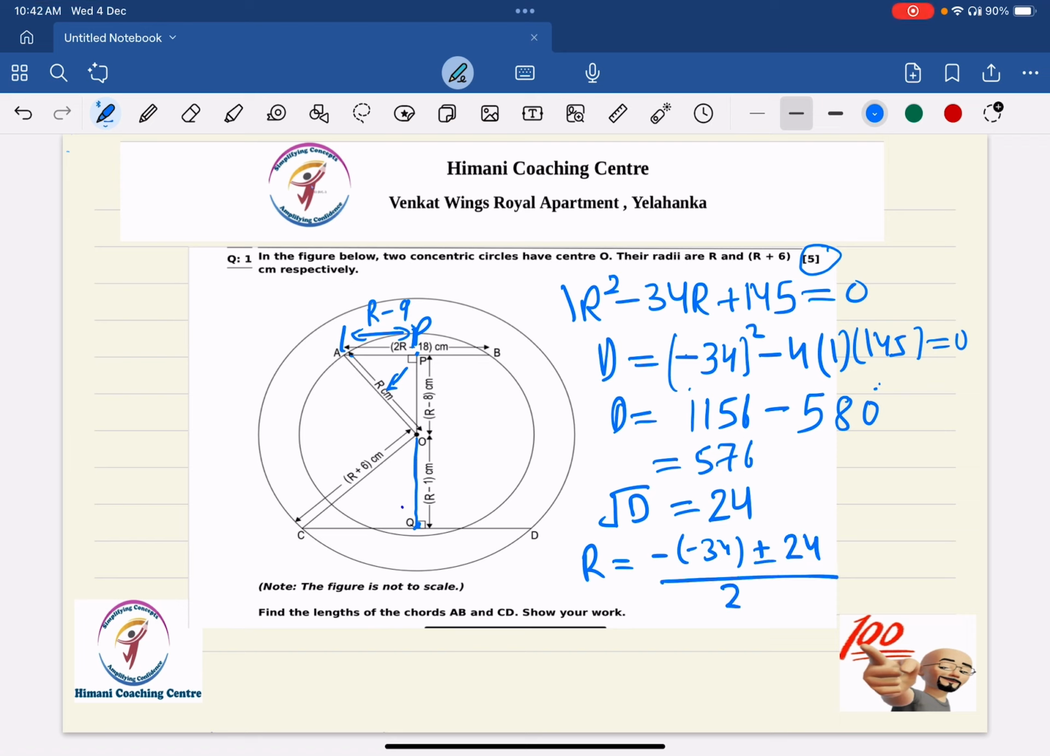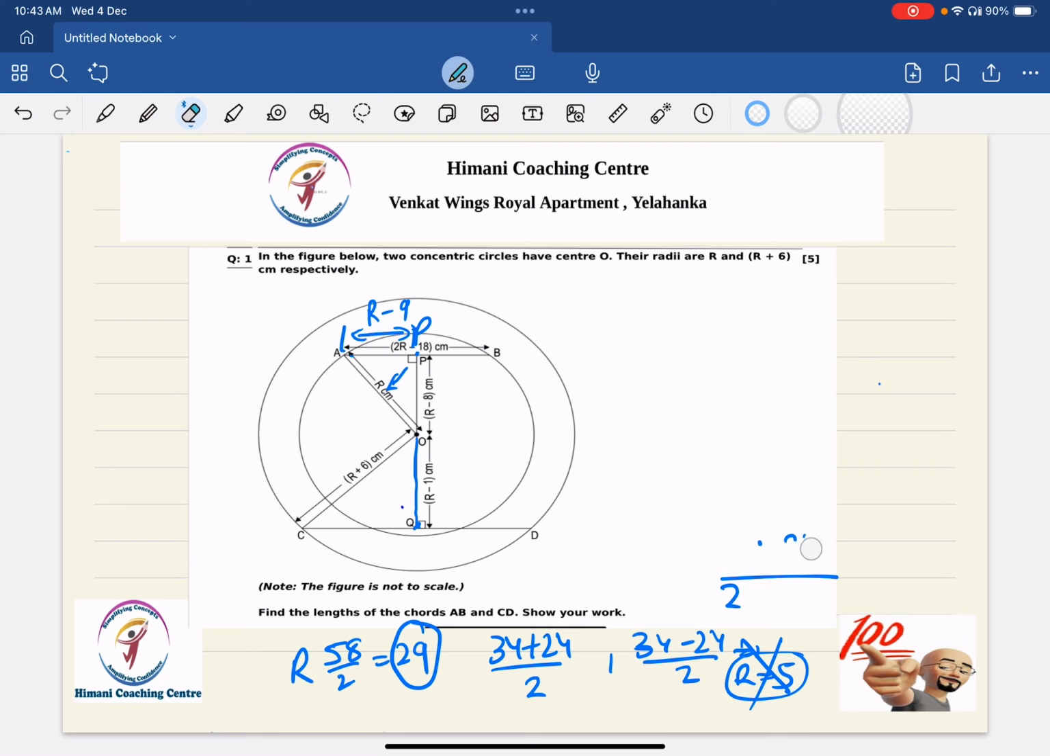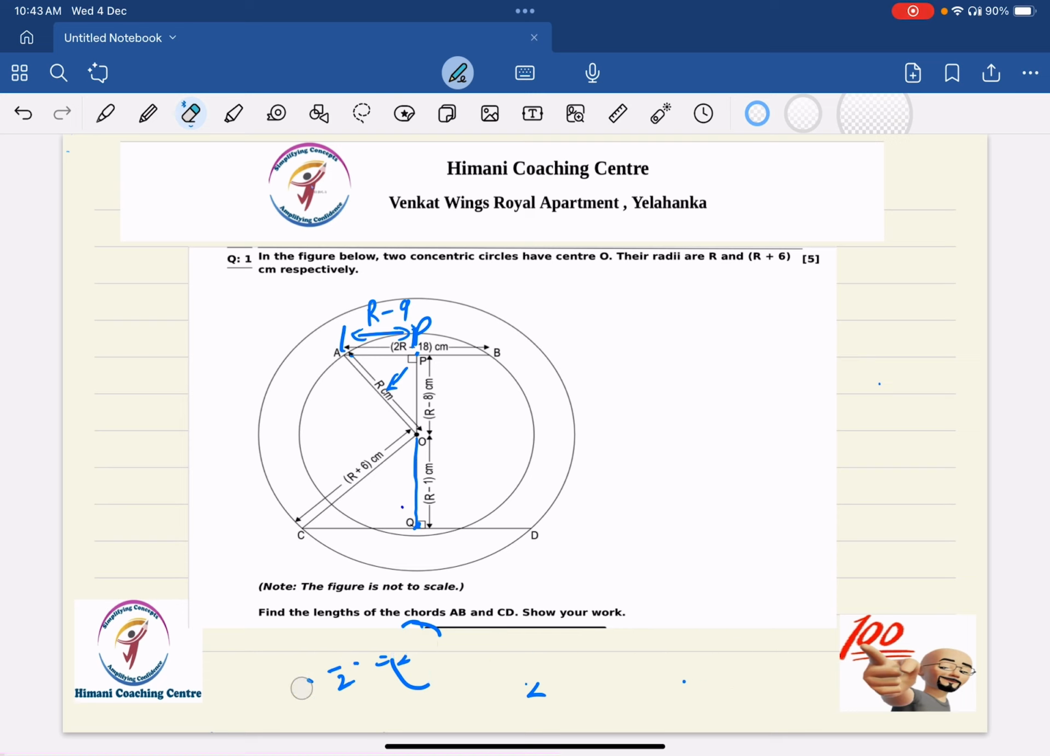Okay, students, I hope you have noted this down and understood the concept. If not, please rewind the video, watch this again and understand these steps. Now we have understood that the value for R is 29. Then we have to find what? Length of chord AB and CD.